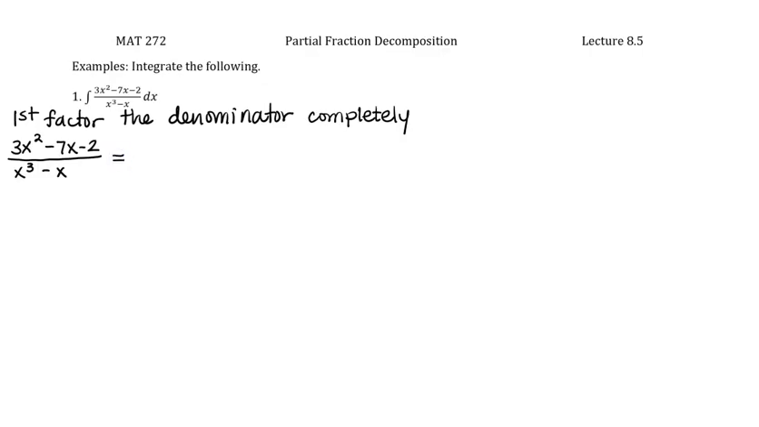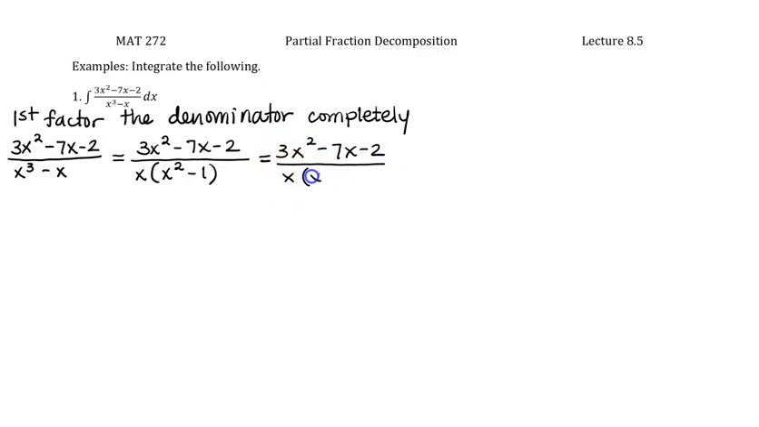To factor the denominator completely, I will pull out the GCF of x, which leaves me with x squared minus 1 inside the parentheses. X squared minus 1 can be factored further. It is a difference of squares. It factors into x plus 1, x minus 1. So now we have the denominator completely factored.